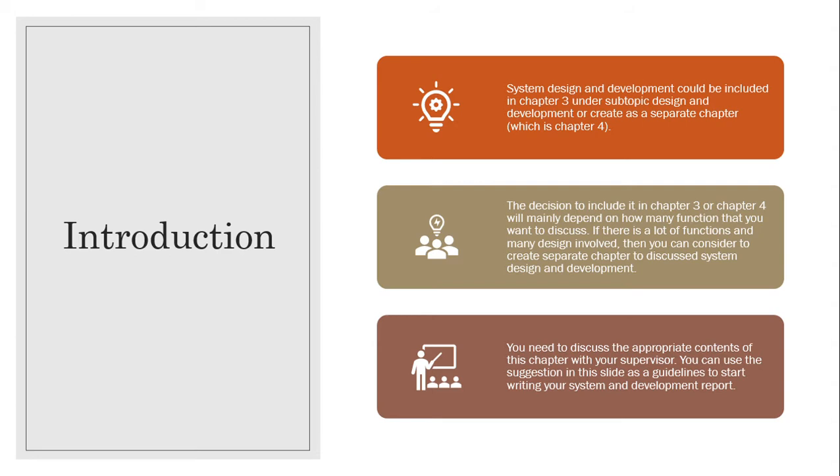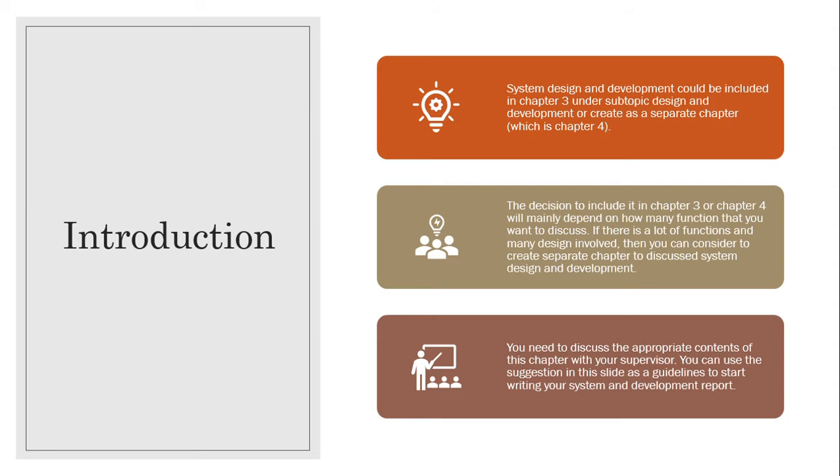In chapter 3, you will only discuss the summary of the design, meaning just a general overview of your design. But in chapter 4, you will discuss it in detail. So in chapter 3, on the design phase, you will talk about what designs you are going to discuss, like system design, interface design, database design, and the detail will be discussed in chapter 4. So you will mention that in your chapter 3 if you create your chapter 4.